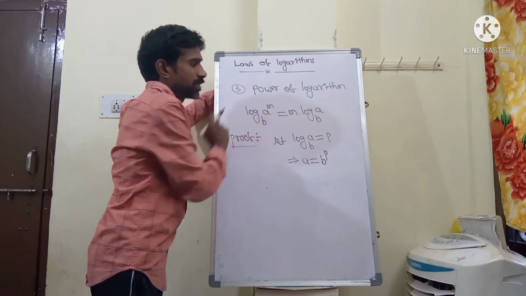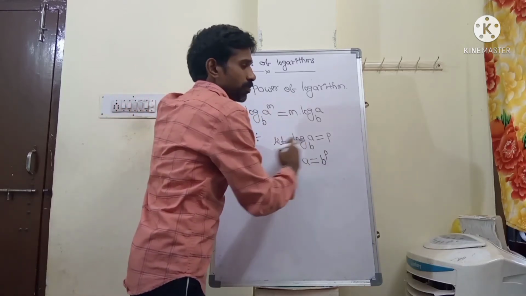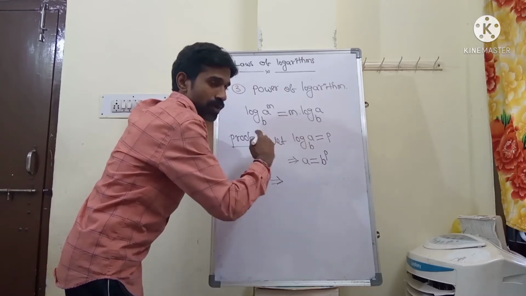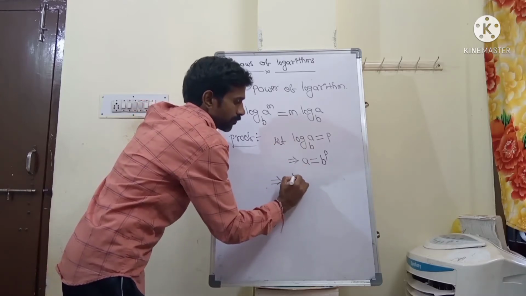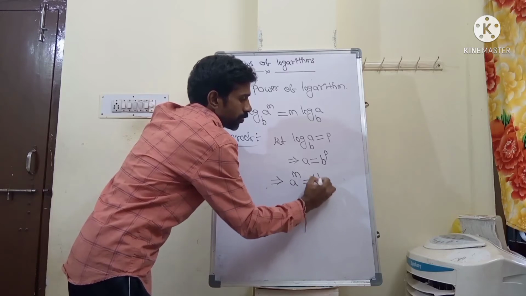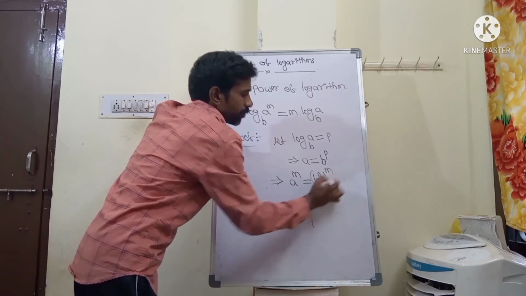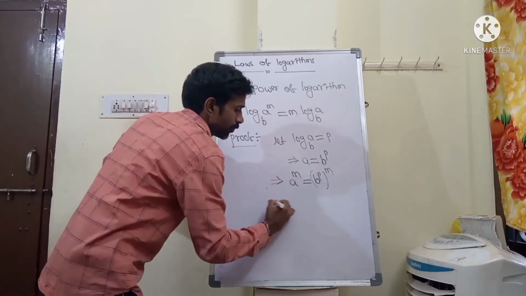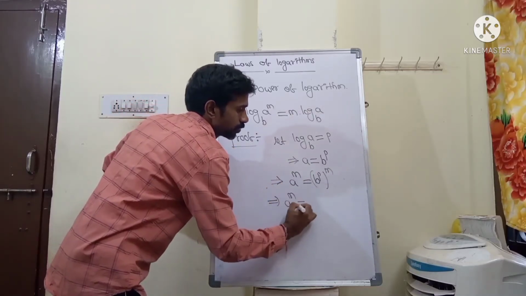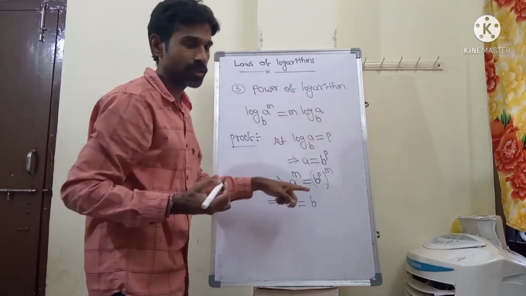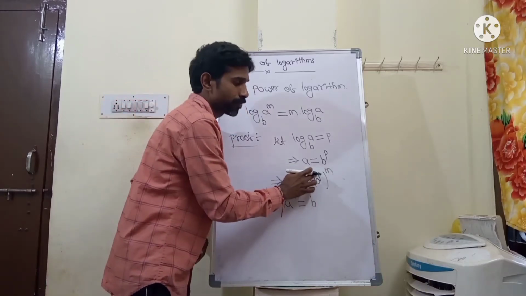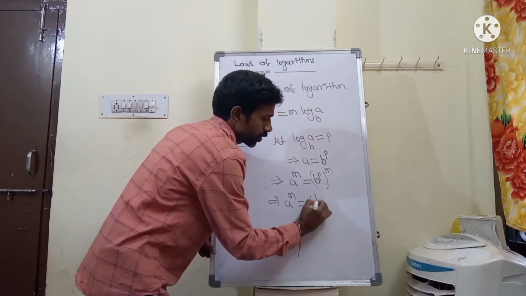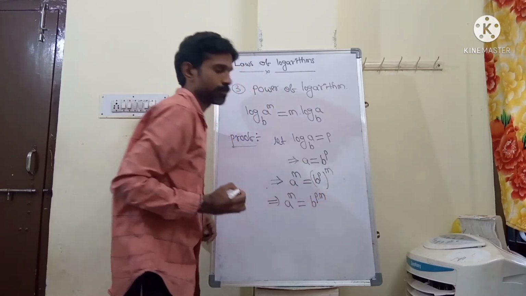Next, here we have log a power of m. Here a power m is there. So now apply power m on both sides. Write power on both sides: a power of m equal to b power of p whole power of m. Now apply laws of exponents. Here b power of p whole power of m is b power of p into m.